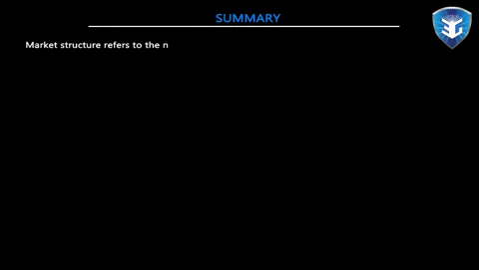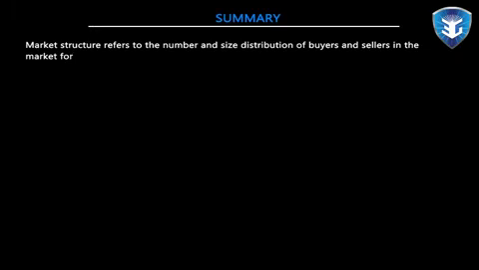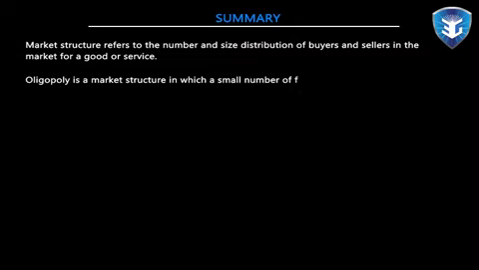Now, in the end, let us summarize what we have learnt in this lecture. Market structure refers to the number and size distribution of buyers and sellers in the market for a good or service. Oligopoly is a market structure in which a small number of firms account for the whole industry's output.